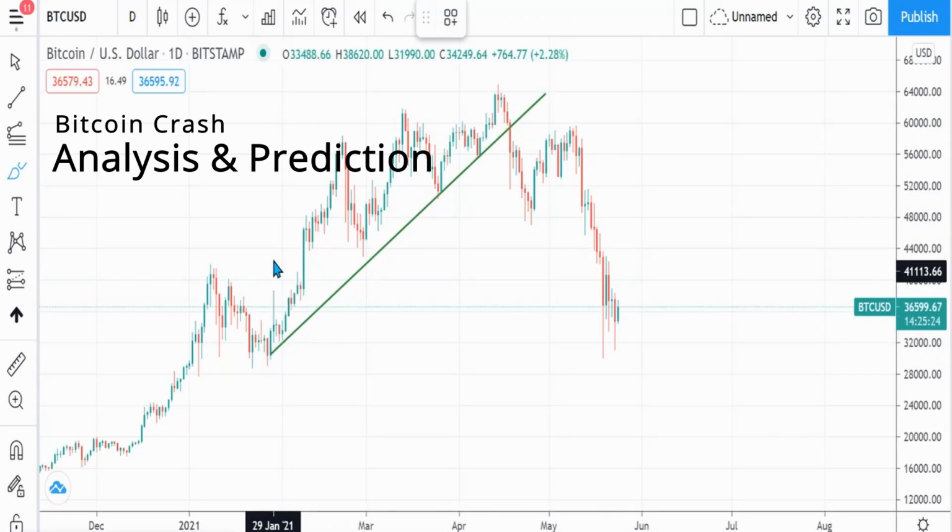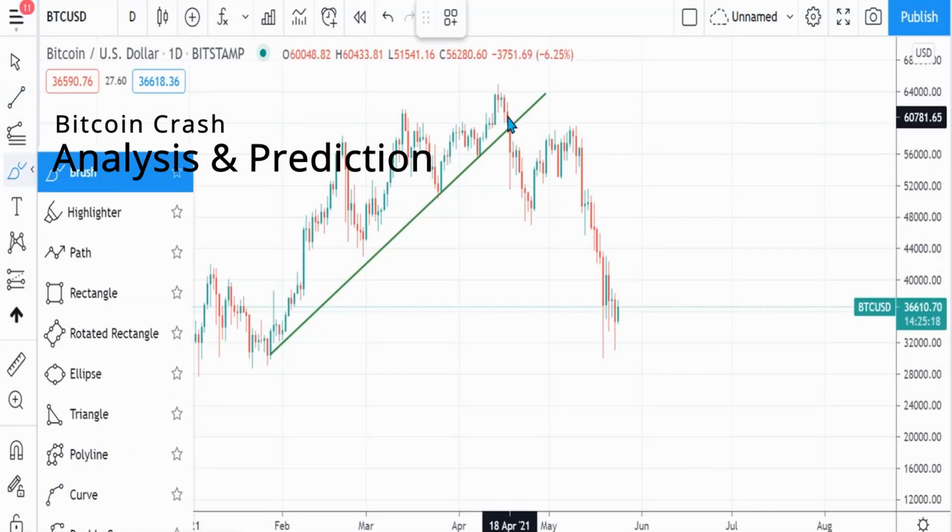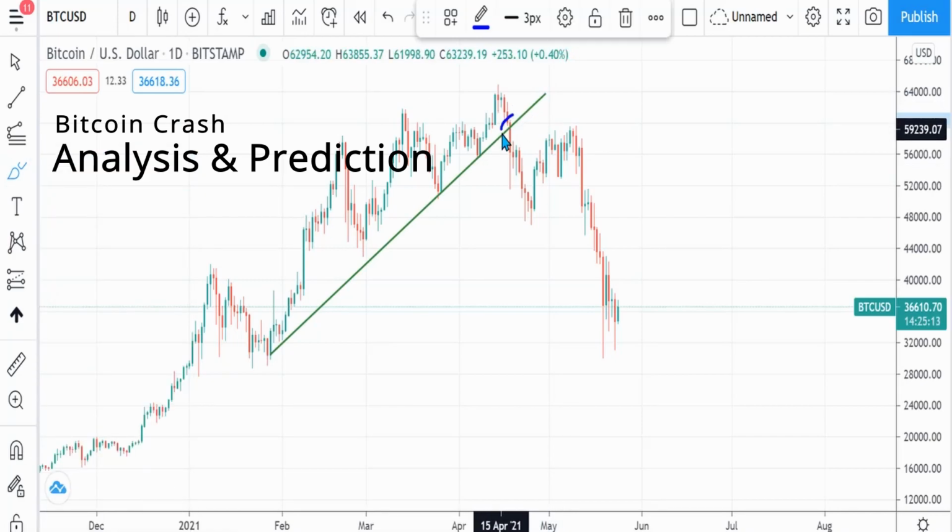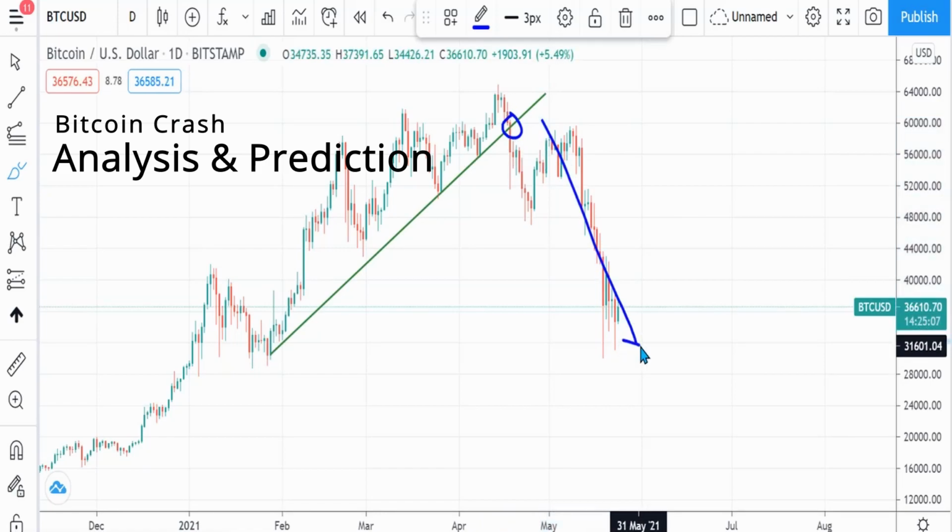If you look at this Bitcoin chart, it was a nice uptrend. But then somewhere around here, it actually broke the trend. So let me do a drawing there. So here is the place where it dropped the trend. And since then, it's been falling, crashing, right? It's crashing like hell, and we are not sure where it is going to stop.